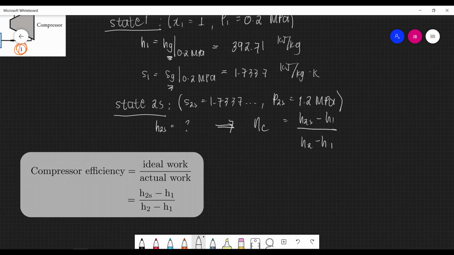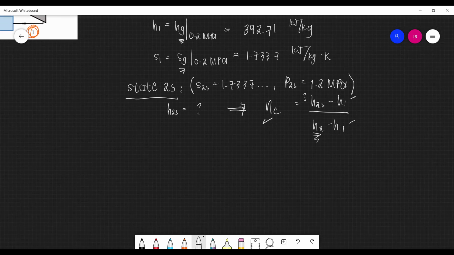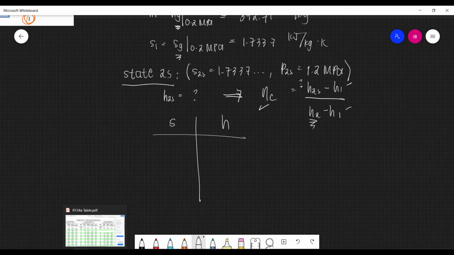So take note that we already know this. It's a given. We also know H1. And we are about to know H2S. And finally, we are going to solve for H2. Okay, so paano natin ito isa-solve? We are going to construct an interpolation table. So we have our entropy over here and our enthalpies over here.